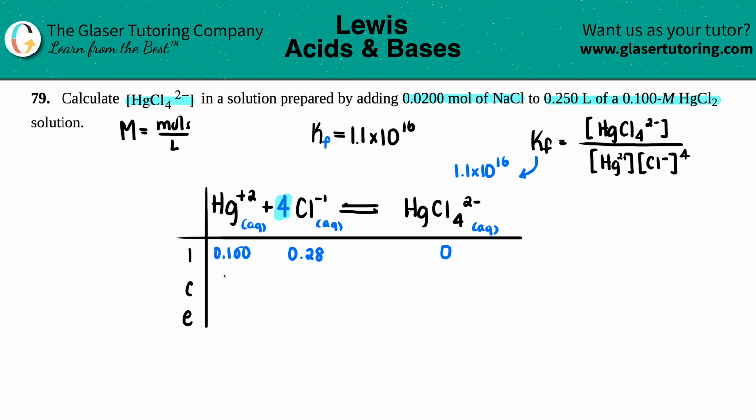But if we're dealing with limiting reactants or limiting reagents, we have to have them on the same playing field, which means that if you're comparing 1 mole of Hg2+, you have to compare 1 mole of Cl-. In this case, you have 4 moles of Cl-. So these two numbers aren't on the same playing field.